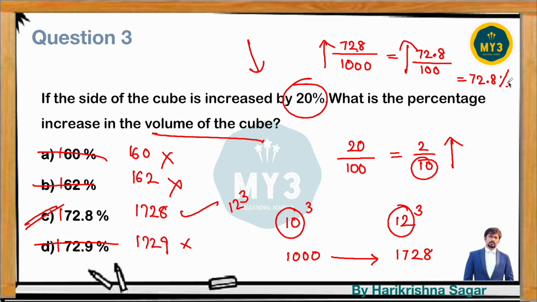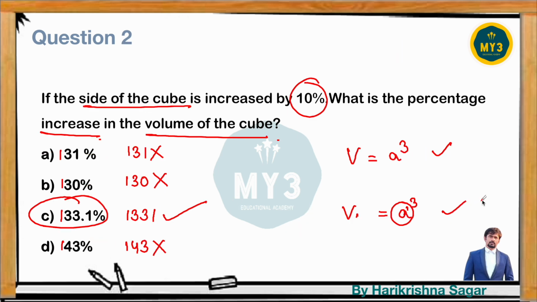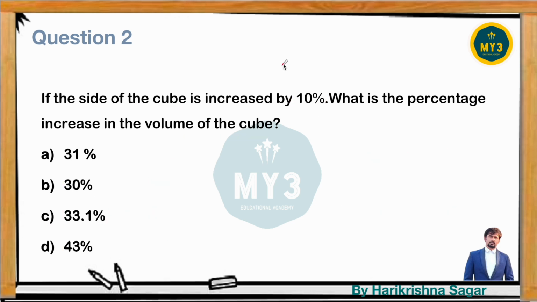Very simple. But what is required? You must know the 12 cube value. In the previous question also, 10% is the increase is the data they given. So, 10% means what? 10% means 10 by 100. We can also write it as 1 by 10. 1 by 10 is an increase. That means the initial side length is 10. Now the new side length is increased by 1. That means it will be 11.